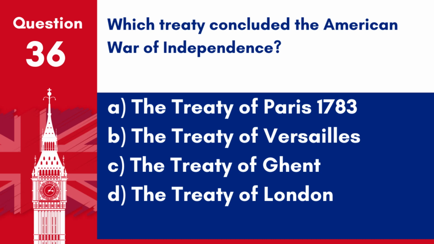A. The Treaty of Paris, 1783. B. The Treaty of Versailles. C. The Treaty of Ghent. D. The Treaty of London. Answer: A. The Treaty of Paris, 1783. This treaty officially ended the American War of Independence, recognizing the independence of the United States from Britain.